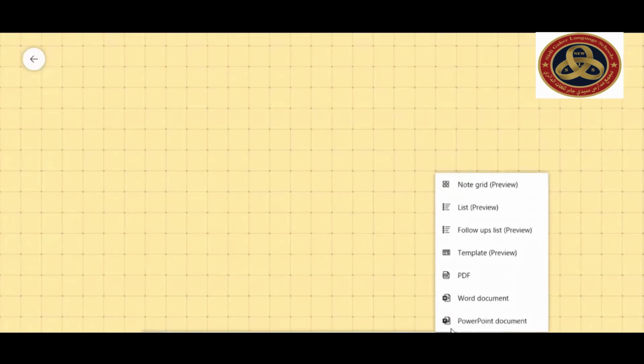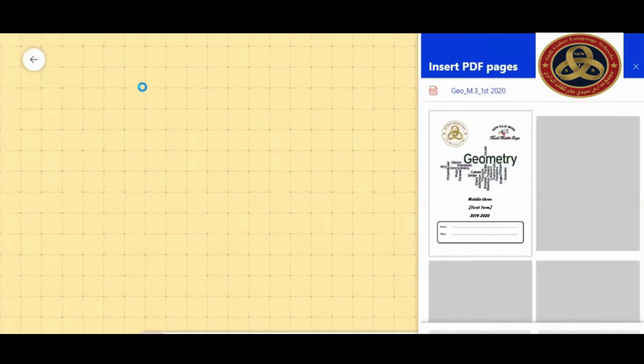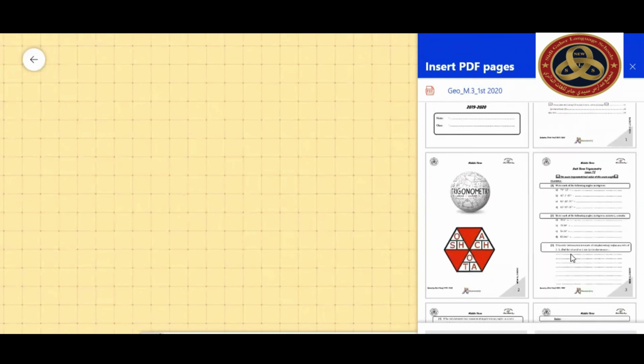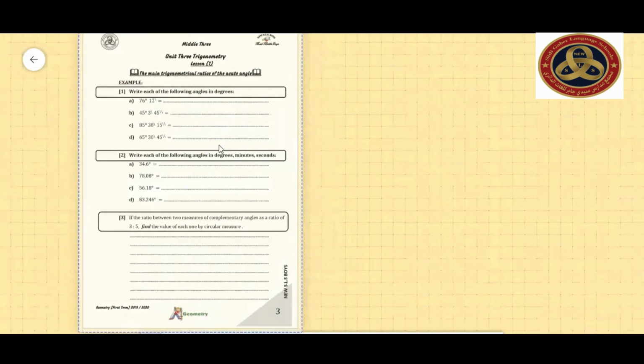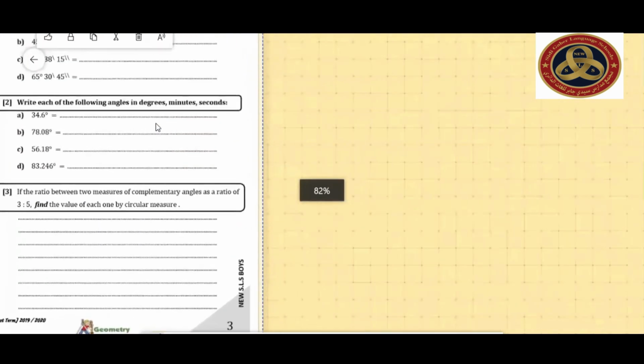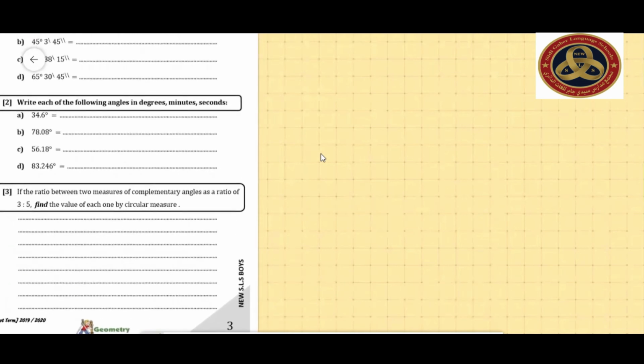You can open your booklet, okay? Open your booklet, page 3. We have number 3. Look at number 3. He gives me the ratio between two angles. If the ratio between the measures of two complementary angles, what's the meaning of complementary angles? The sum equals 90. Excellent.